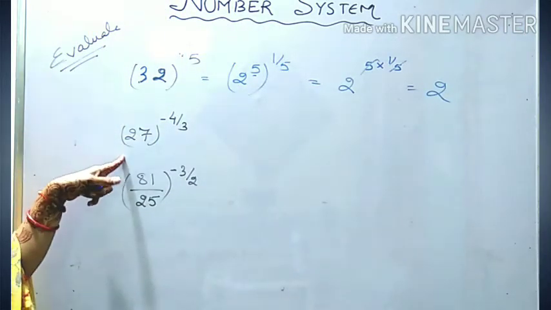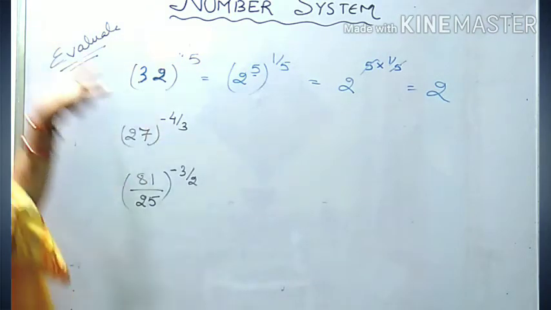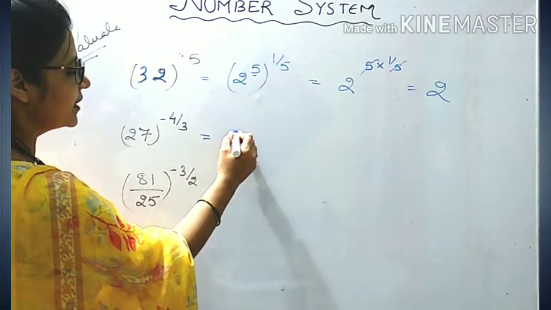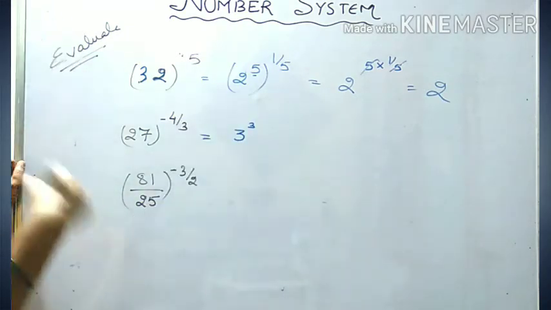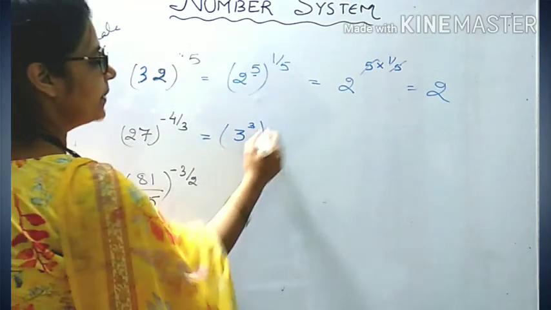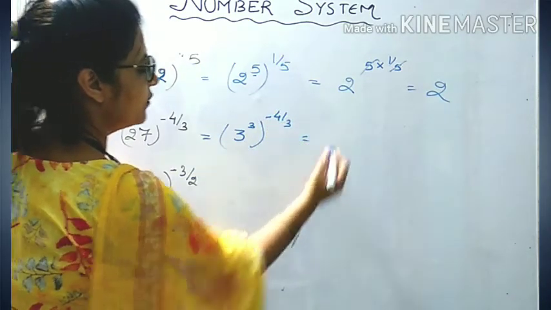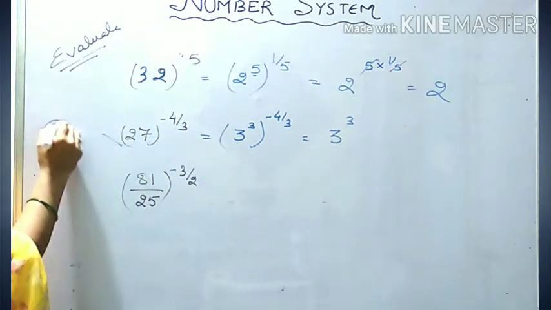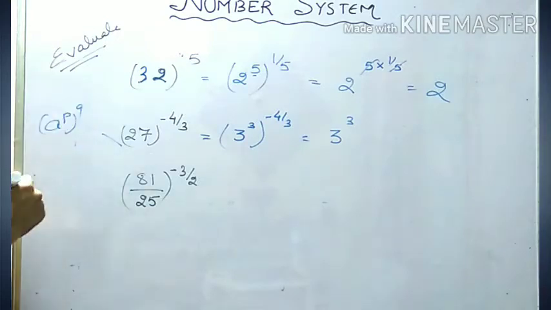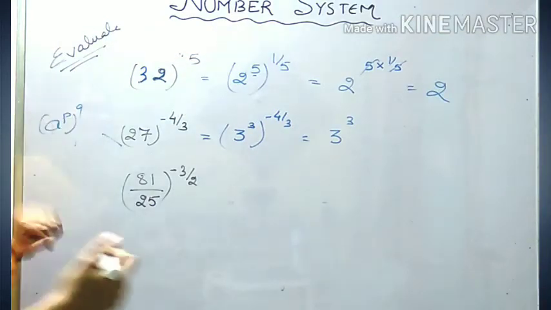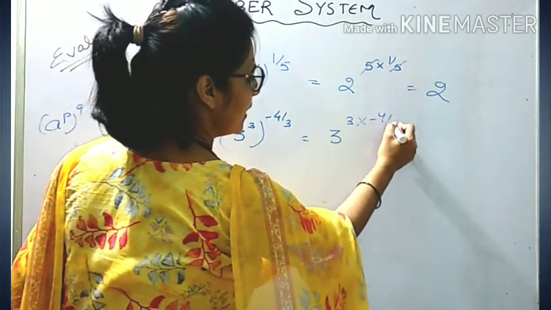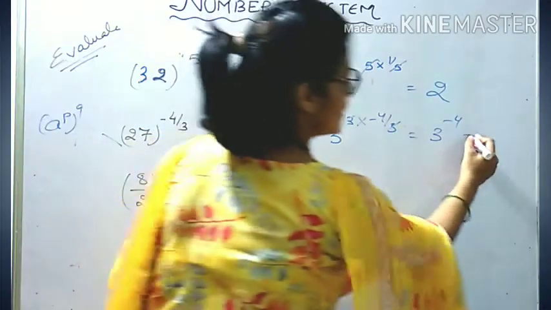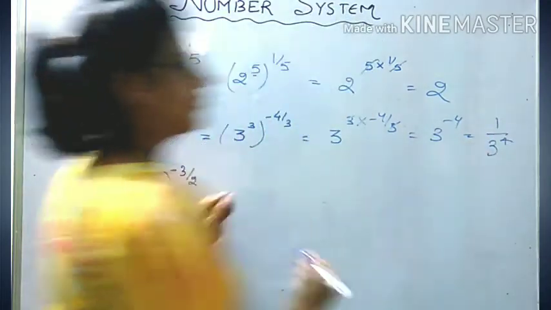Now in the same way, we have to evaluate 27 to the power minus 4 by 3. Now what is 27? 27 is actually 3 cube. 3 3s are 9, 9 3s are 27. And to the power minus 4 by 3. So what will we write? 3 cube to the power minus 4 by 3. Here which exponent law will we use? A to the power p into q. So what will it become? Minus 4 by 3. These two will cancel out. So 3 to the power minus 4. So this is 1 by 3 to the power 4.